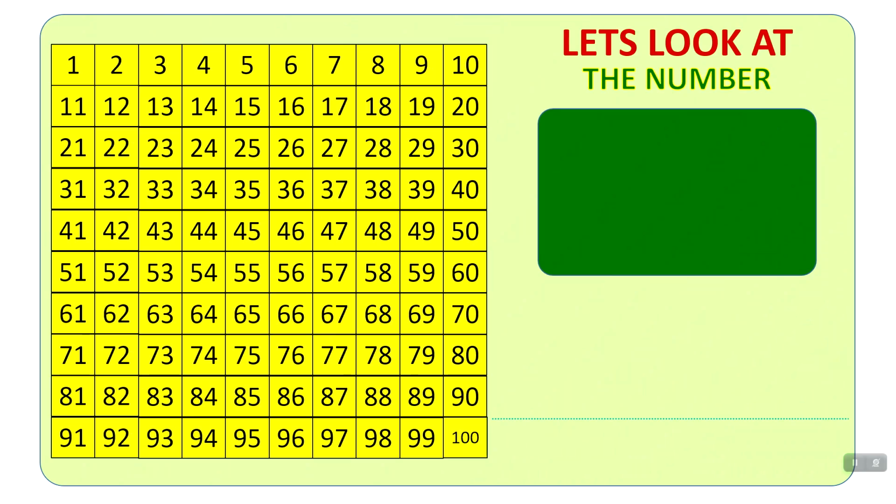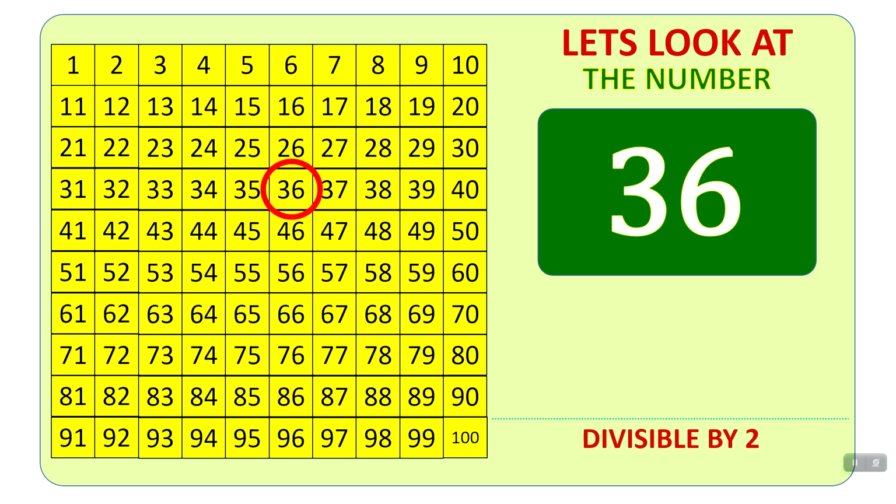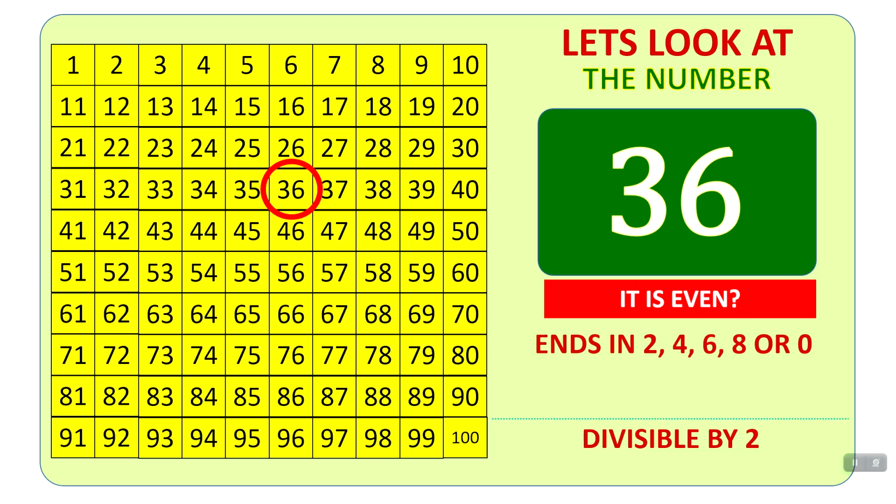Now let's look at the 100 chart. Let's pick a number from the chart to see if that number is divisible by 2, 3, 5, and 10. Let's look at the number 36. Is 36 divisible by 2? First of all, to check for divisibility by 2, we have to ask ourselves, is it even? Because a number is divisible by 2 if it is even. Is 36 even? Well, even numbers end in 2, 4, 6, 8, or 0, and 36 ends in 6. So yes, this is even, and therefore 36 is divisible by 2.